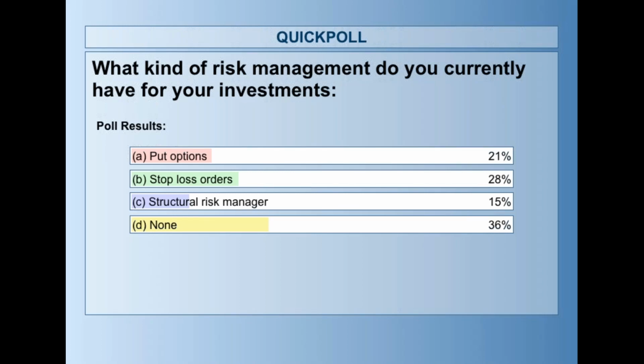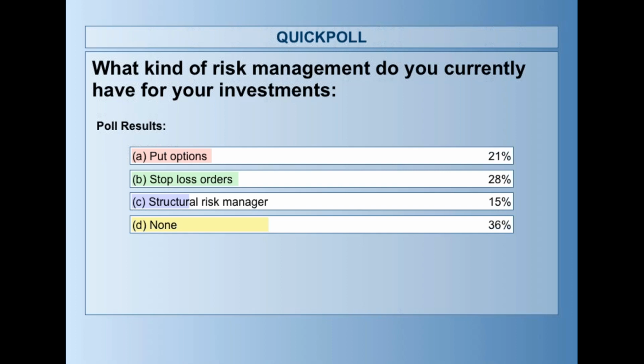I am impressed that 15% of people have a structural risk manager. That's much more than I anticipated. I think the use of put options and stop loss orders is encouraging. At least there's something. It's very hard to figure out how much to have. For put options, as you know, it's a constant drag on the portfolio. At times like now, where volatility is underpriced, it feels like that's not a big drag. But especially during times of risk, when volatility spikes up, it's hard to stick with put options. Stop loss orders are great. Again, the hard part is to figure out where to stop the loss.